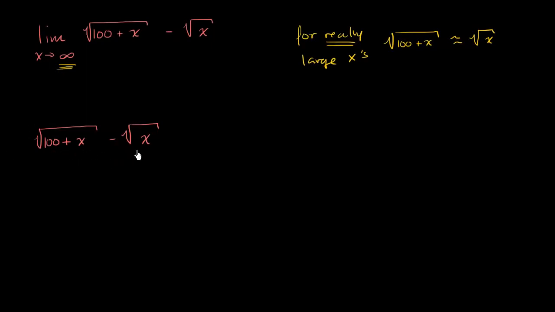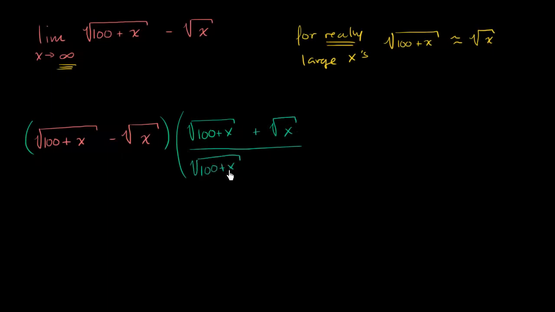Obviously we can't just multiply it by anything arbitrary. In order to not change the value of this expression, we can only multiply it by 1. So let's multiply it by a form of 1 that helps us, that is essentially made up of its conjugate. So let's multiply this times the square root of 100 plus x plus the square root of x, over the same thing: the square root of 100 plus x plus the square root of x. Now notice this, of course, is exactly equal to 1. And the reason why we like to multiply by conjugates is that we can take advantage of differences of squares.